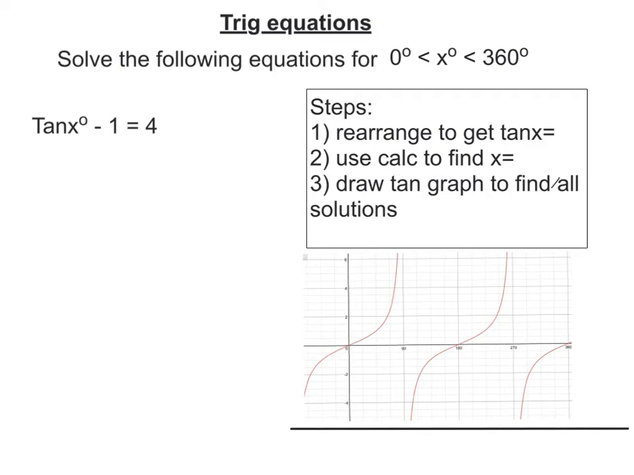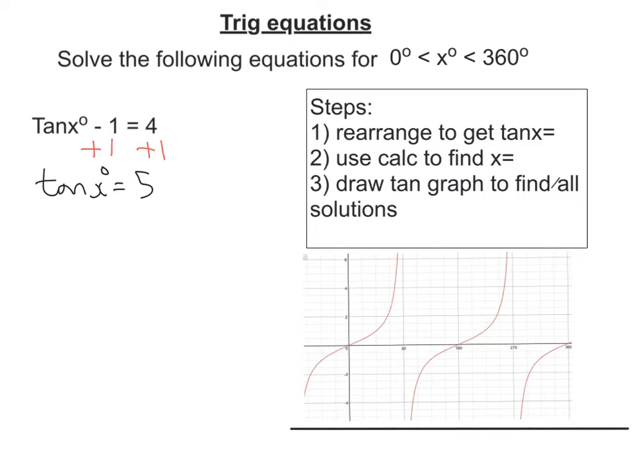In this video, we're going to look to solve this equation: tan x minus 1 equals 4. So the first thing to do is rearrange it to make tan x on its own. So then we get tan x is equal to 5. Nothing in front of the tan, so we've done step 1.